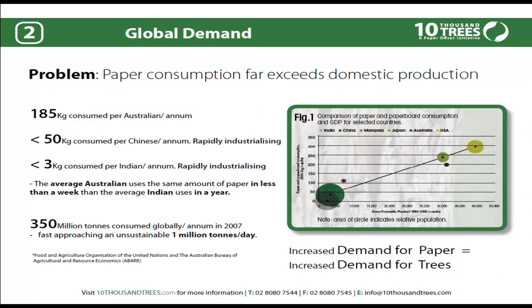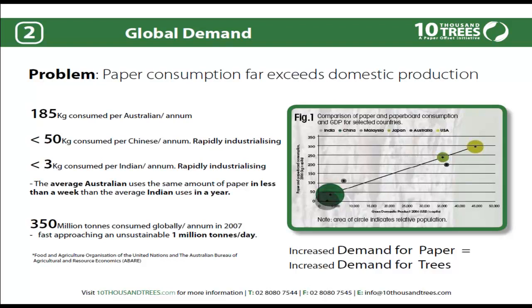If you look at the chart on the right-hand side of the screen, that line basically shows how we increase our use of paper the more industrialized we get. So right on the top, we have the United States, which uses something like 330 kilograms of paper per year. Australia is the black dot just below Japan. And you find, the more industrialized, we tend to use a lot more. China, which is rapidly industrializing, is using about 50 kilograms per person. And the average Indian is using about 3 kilograms per person.